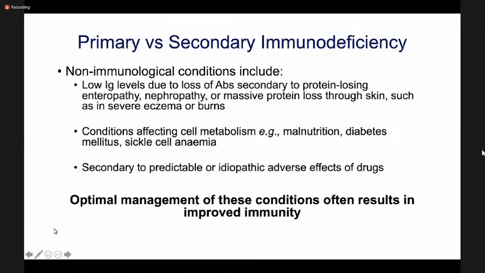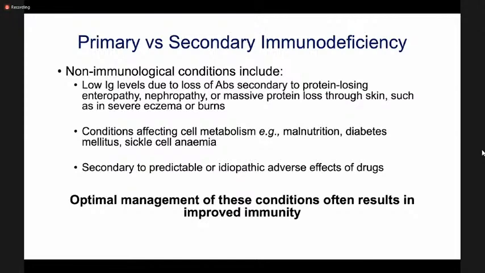Of course, when it comes to protein-losing enteropathies or other protein-losing conditions like nephropathies, these are patients who will generally have hypoproteinemia, and of course, with that hypoalbuminemia, they'll also have hypogammaglobulinemia. So if you have a patient who you suspect has an immune deficiency and you're getting low immunoglobulin levels, always rule out one of these protein-losing conditions.